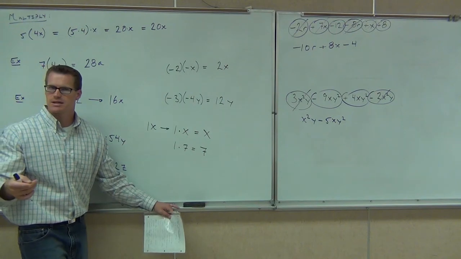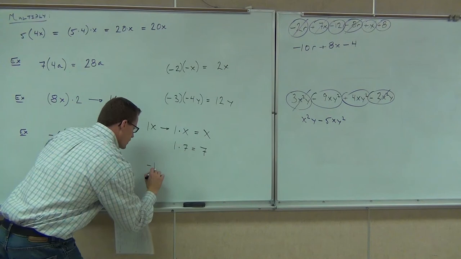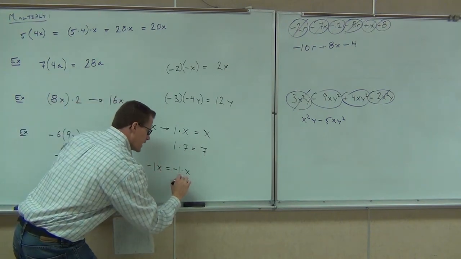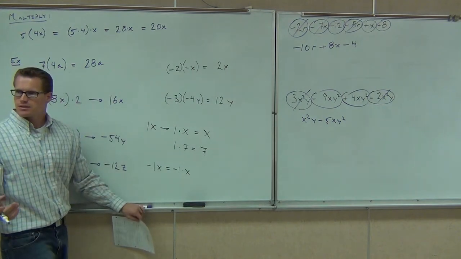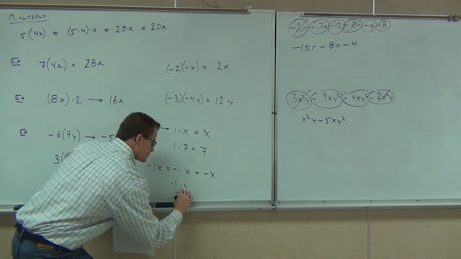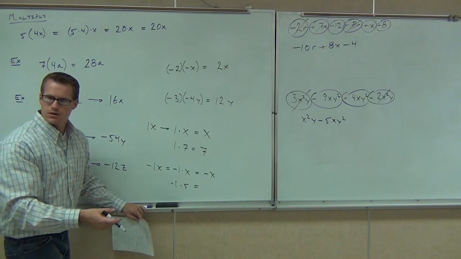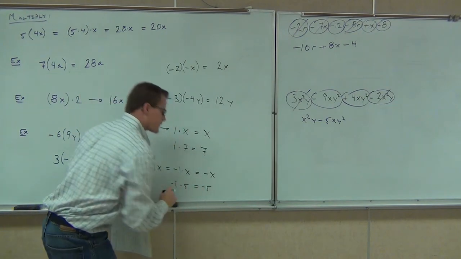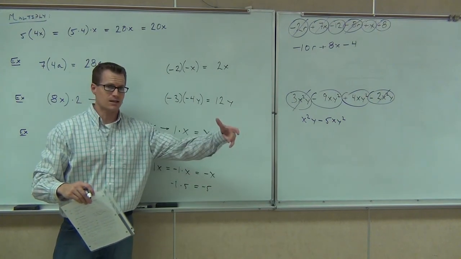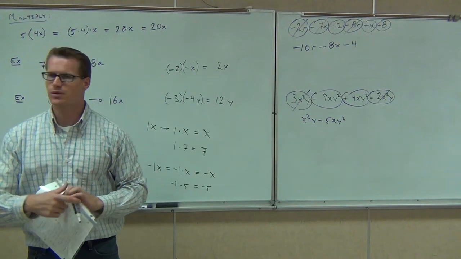Same thing would happen in this case, ladies and gentlemen. If you wanted to do negative 1x, negative 1x actually means negative 1 times x. What's negative 1 times x? Negative x. It's just like doing negative 1 times 5. You're not going to put negative 1, 5, you're going to put negative 5. For the same reason, that's why we don't write the 1 in front of those. 1 times anything gives you that anything back again. Negative 1 times anything gives you negative of that anything that you put in there. That's what the x stands for in this case.